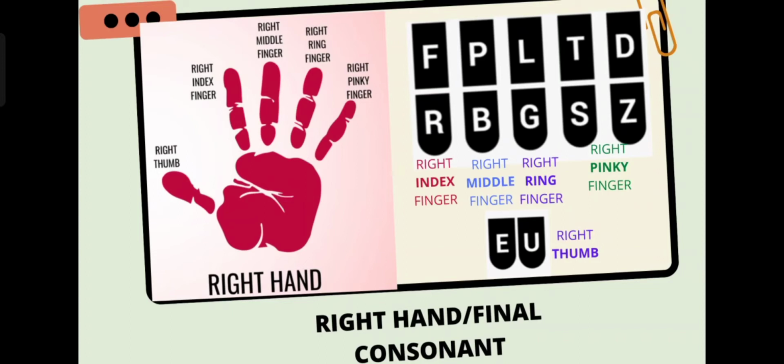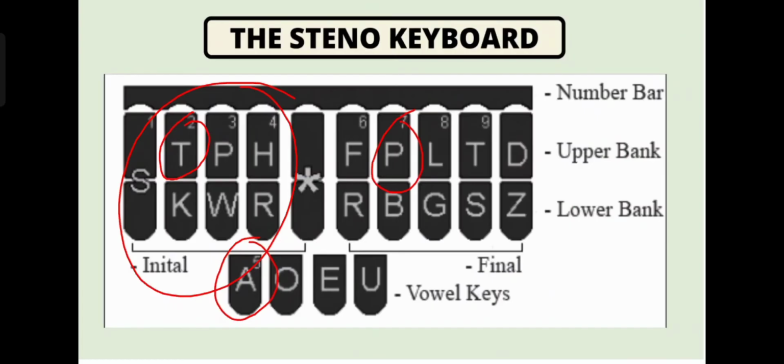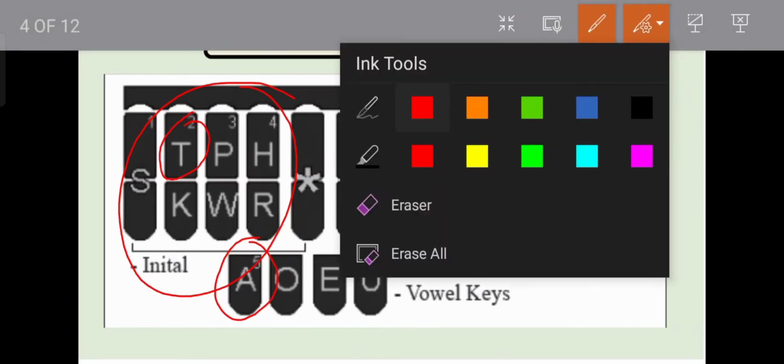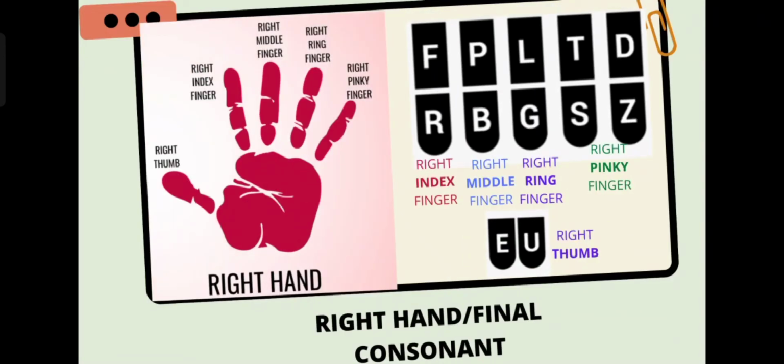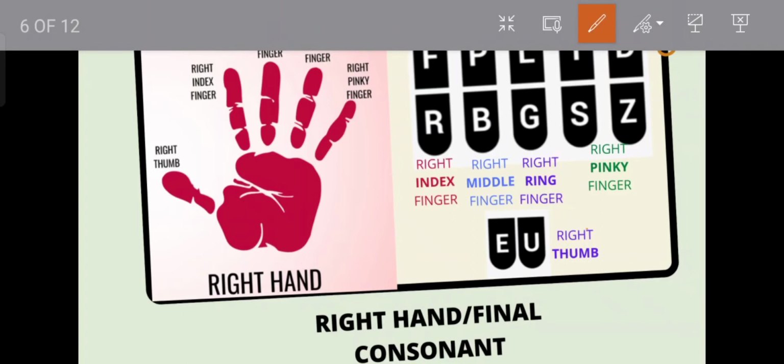For the right hand, or the final consonants, these are your final keys. So, going back here, these are your final keys: F, P, L, T, D, R, B, G, S, Z. So, those are the final keys. The initial keys would be on the left side of the asterisk. So, let's go back here. Separate your fingers. We have the right thumb, the right index finger, the right middle finger, right ring finger, and the right pinky finger. The right thumb's letters are the vowels E and U.